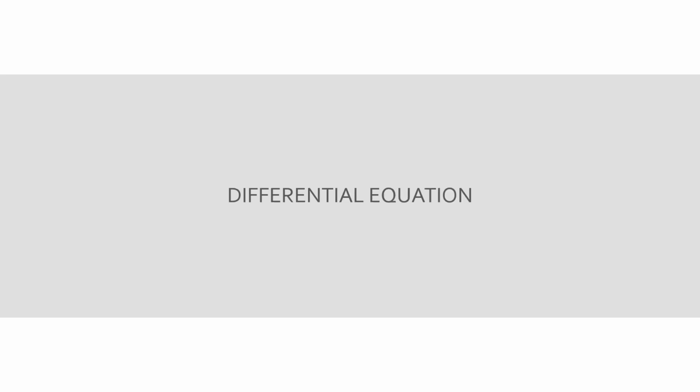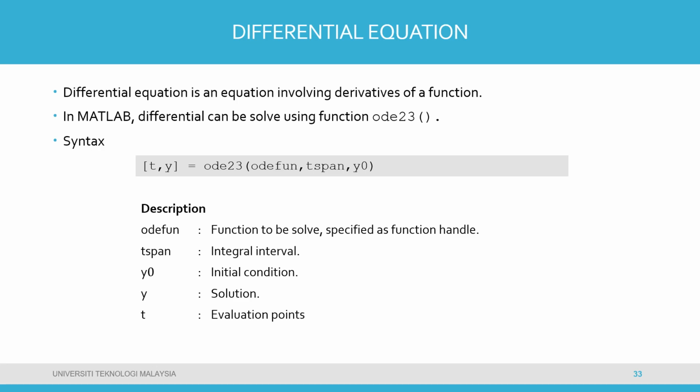Now we move on to the next part, which is differential equation. Differential equations are very useful to represent a system. Basically, a differential equation is an equation that involves derivatives of a function. You have multiple derivatives of a function. So usually in a system, they will present the system like this.